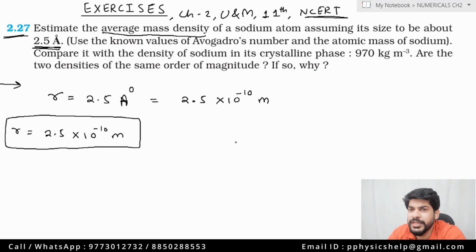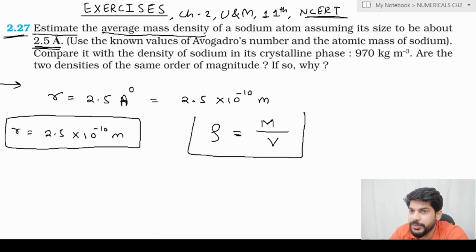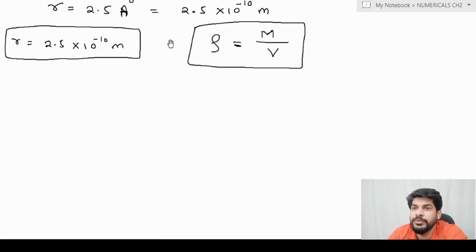That means we have to estimate it, an approximate value we have to find out. So we know the formula for density. It is nothing but mass per unit volume. So what we have to do is, first of all, find the mass of the sodium atom and divide it by the volume of that atom, the volume of the sodium atom. It's a very simple problem.